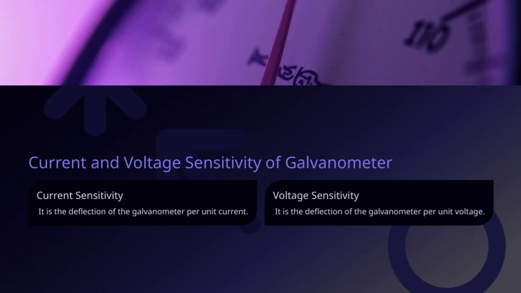Understanding and optimizing these sensitivities allow us to tailor the galvanometer for specific applications, whether we're measuring minuscule voltages or currents. This ties into our broader theme of instrument sensitivity and accuracy, helping us ensure precise electrical measurements.